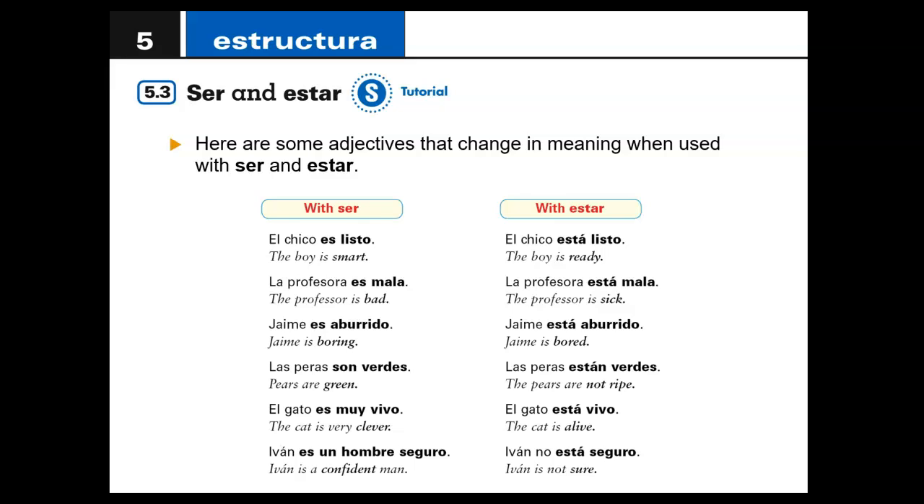There are other adjectives like loco, which means crazy. If I say estoy loca, that may sound like I'm just acting crazy today. If I say es loco or es loca, that means I'm certifiably crazy, like I've been diagnosed with a mental health condition. Okay.